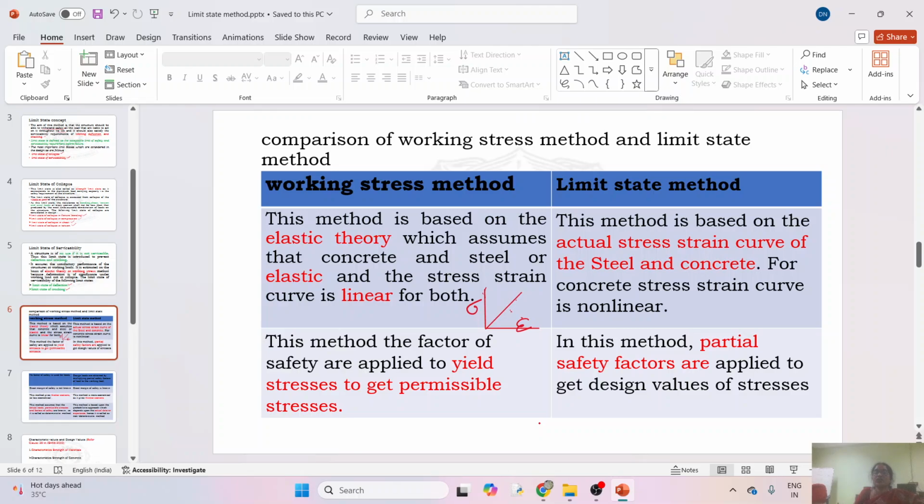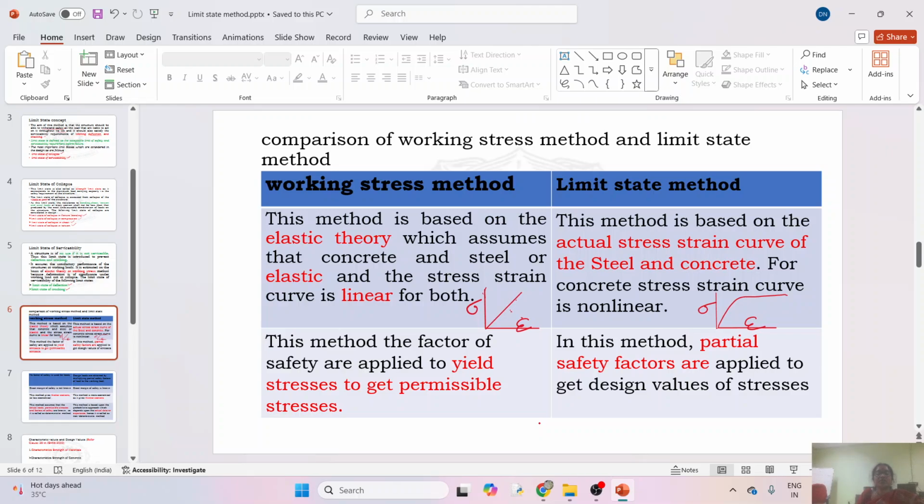But in case of limit state method, it is based on the actual stress strain curve for the steel and the concrete. For concrete, the stress strain curve is non-linear. The actual stress strain curve for concrete is non-linear.